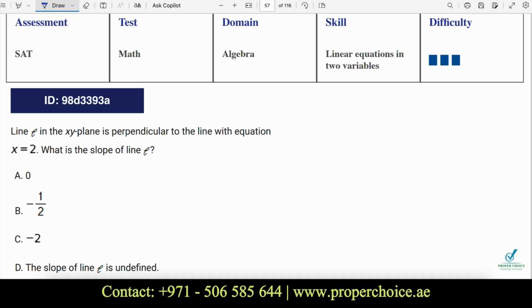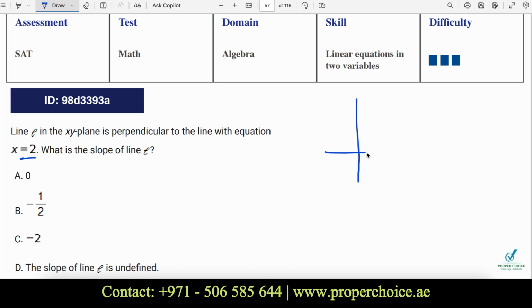Line L in the xy plane is perpendicular to the line with equation x equals 2. What is the slope of line L? Nice question. They are asking us: line L in the xy plane is perpendicular to the line with the equation x equals 2. Now what is the slope of line L?